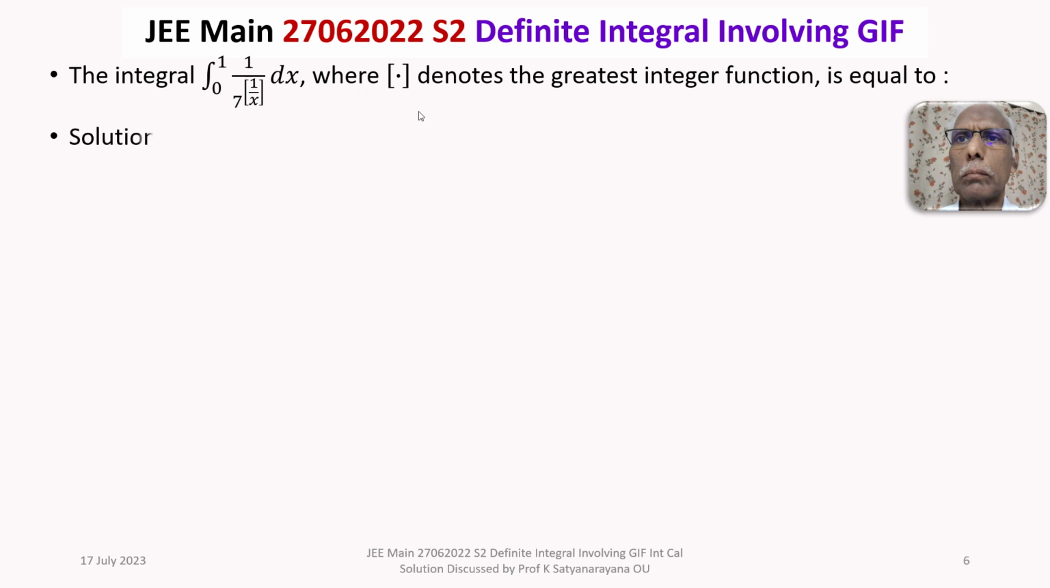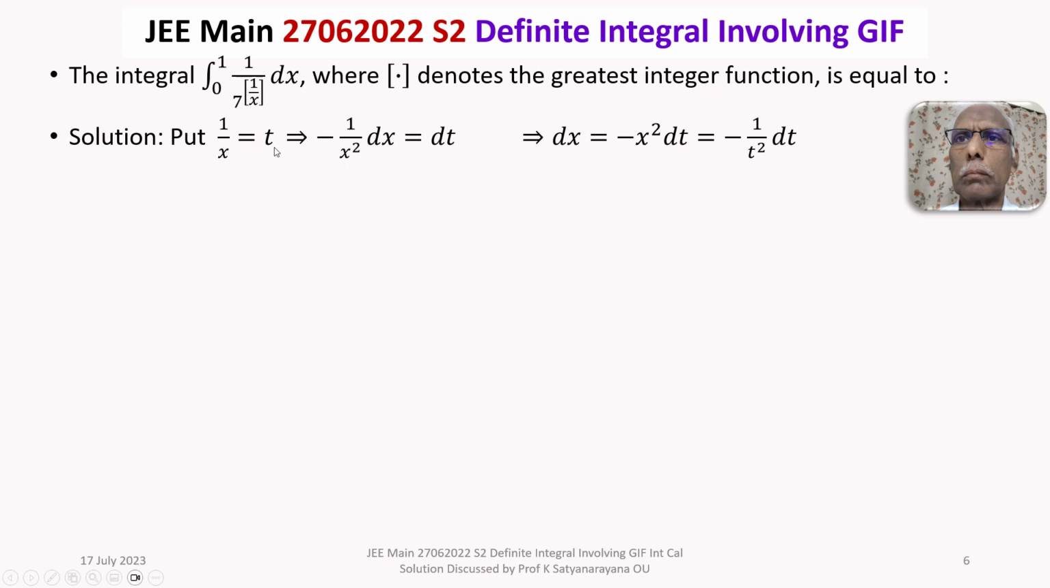We put 1 by x is equal to t. Differentiating, we'll get minus 1 by x square dx is equal to dt. Then dx is equal to minus x square dt, but x is 1 by t, so dx is equal to minus 1 by t square dt. Agreed. Now take the integral.